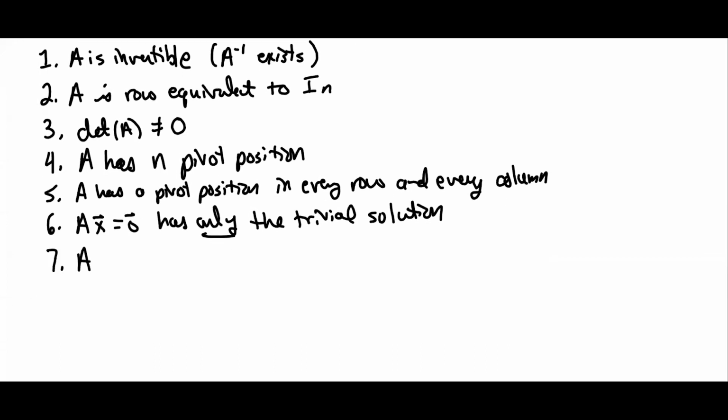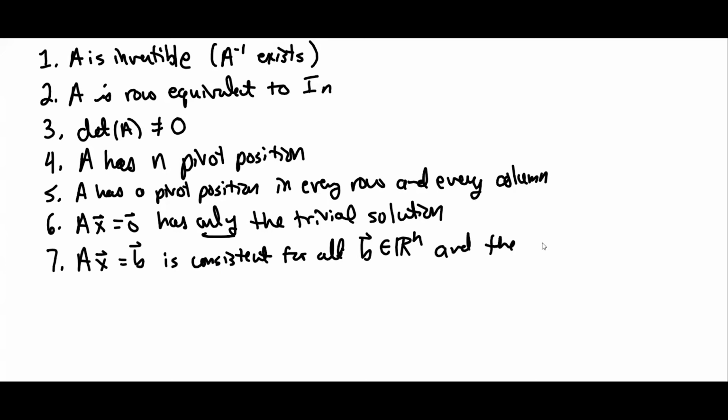Well, that also means that if I have AX equals B, this is consistent for all B in Rn, right? Because if A reduces to the identity, then I can't get a free variable, right? I can't get a no solution. So let's say this too, it's consistent and the solution is unique. There's no free variable, there's no infinitely many solutions. This has a unique solution for all B.